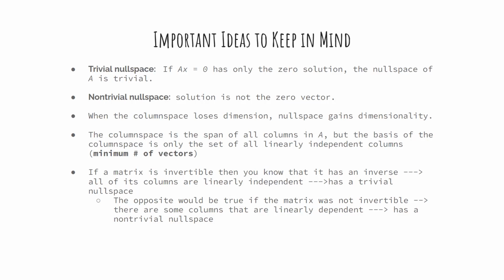And then it says that the opposite would be true if a matrix is not invertible. That would mean that there are some columns that are linearly dependent. So essentially not all its columns are linearly independent. And that would mean that it has a non-trivial null space. So that's what happens when you have linearly dependent columns. And essentially makes it not invertible.